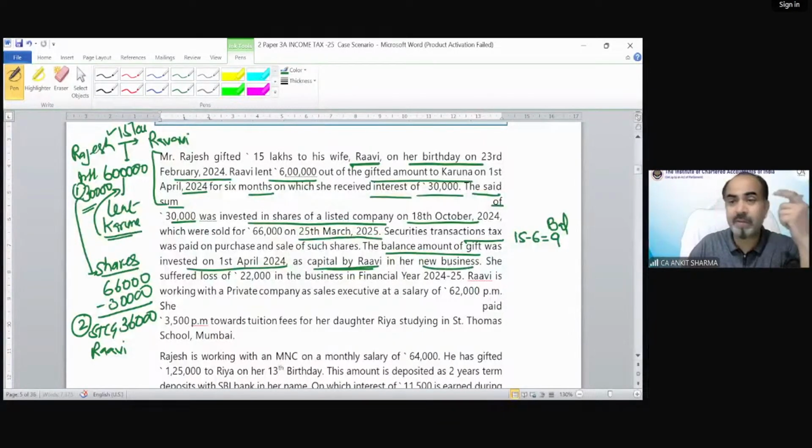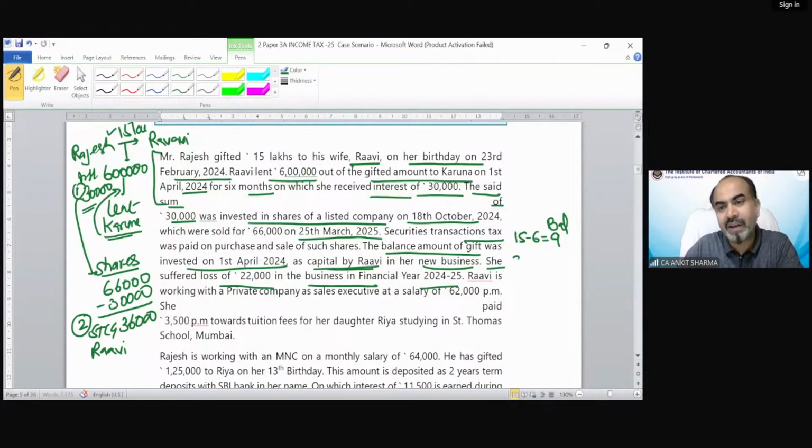In case of clubbing, we have gone through the provision that if any amount has been taken from the spouse and that has been utilized for the purpose of any business, then the proportionate amount of loss or profit of that business is going to be clubbed in the hands of the transferor, the person who donated that amount. She suffered a loss of 22,000 in the business in financial year 24-25.